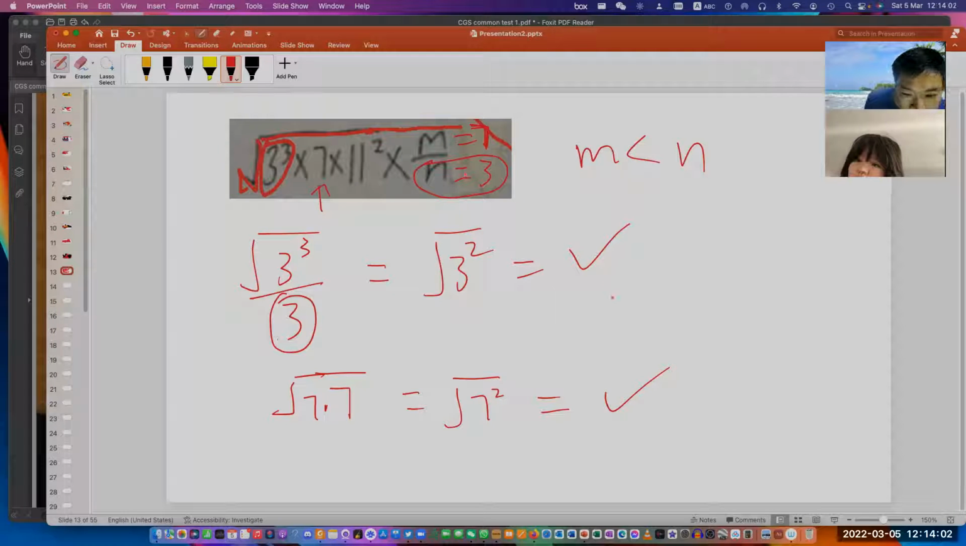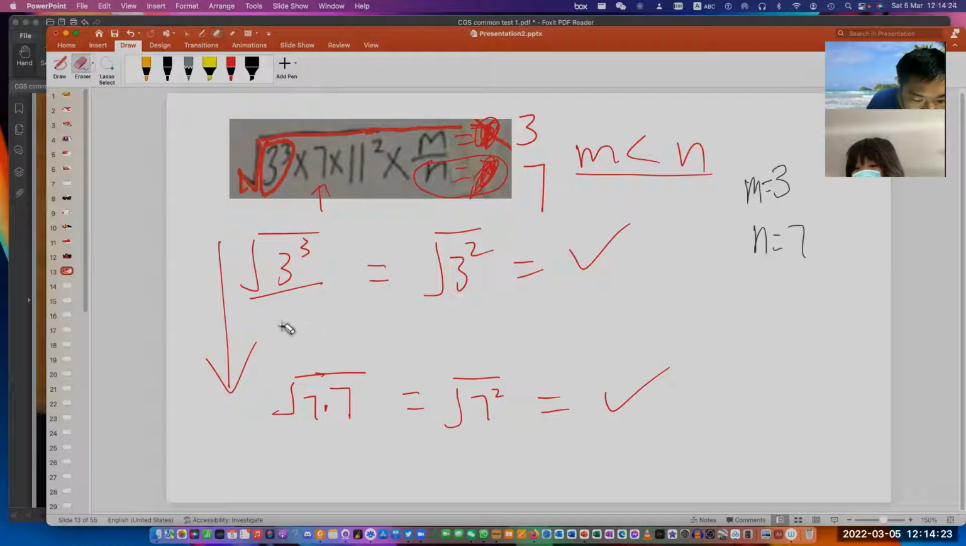The question wants m smaller than n. So in this case, no, your m is bigger than n. So you need to switch places. Meaning what? I should get rid of the 7, give it a 3. m equals 3 and n equals 7. Your working should be this.